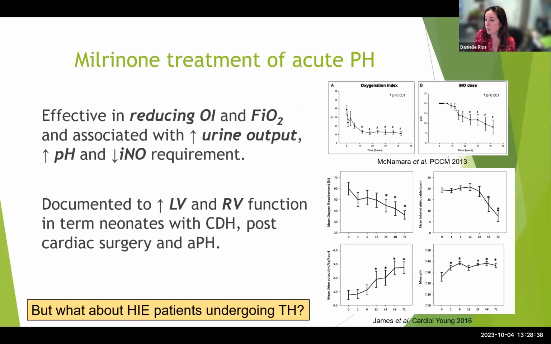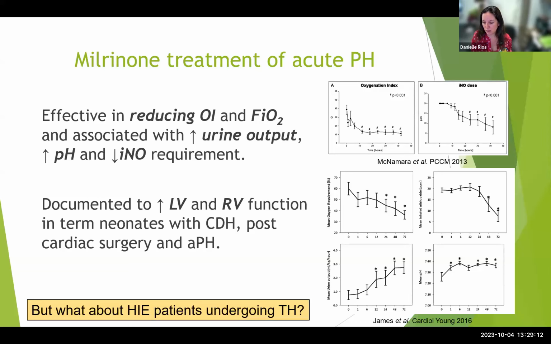And talking about milrinone in acute pulmonary hypertension, studies have shown that it's also effective in reducing oxygenation index and FiO2, associated with better clinical signs and symptoms like increased urine output and increased pH, and also a decrease in iNO requirement. And there are multiple studies of both vasopressin and milrinone in different populations, but for milrinone specifically in CDH, post-cardiac surgery, and acute pulmonary hypertension.